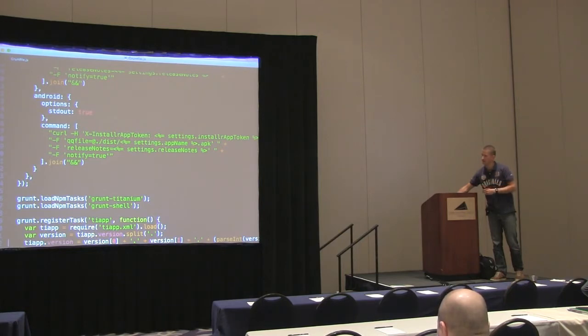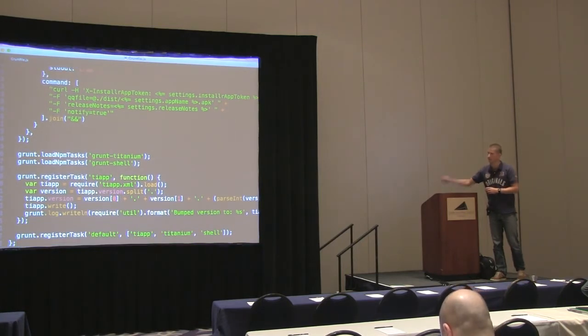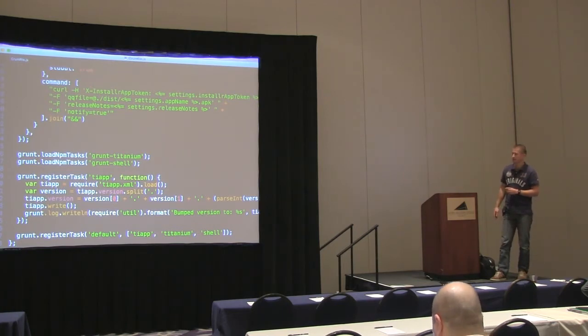So here I load the Grunt Titanium and Grunt Shell plugins. And as you can see, I'm also registering a custom task which uses Tony's tiapp.xml module to interact with the tiapp.xml file without actually writing XML. I take the current version, I simply increment the last part of the version. I tell the module to write the tiapp.xml file again, and I show the current version in the console. And then lastly, I registered the full task, and I tell it to run all of the tiapp tasks, which is now simply incrementing the version, all of the Titanium tasks, which is cleaning the project, building for iOS, building for Android, and then running the shell task, which is uploading for iOS and then uploading Android. And you can chain different tasks and register different task names.